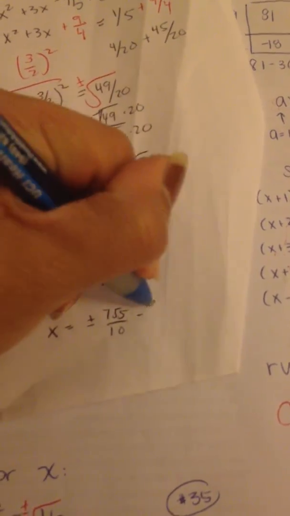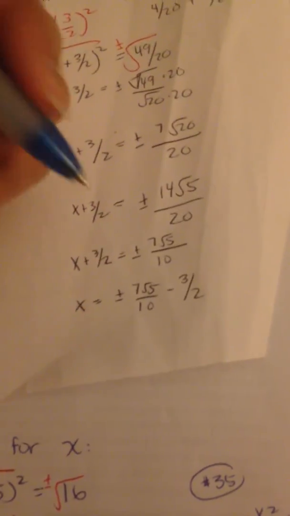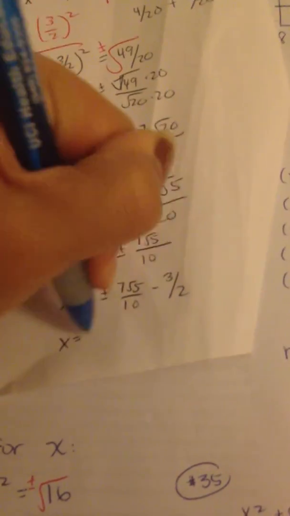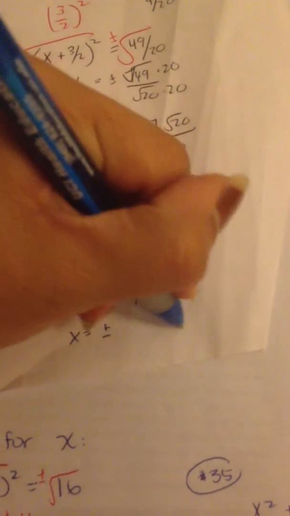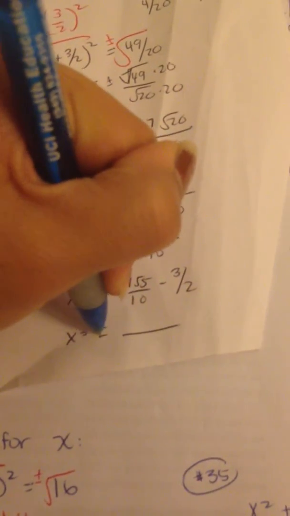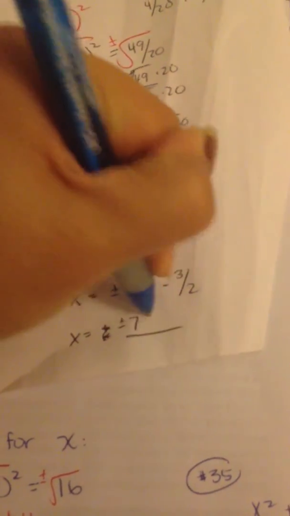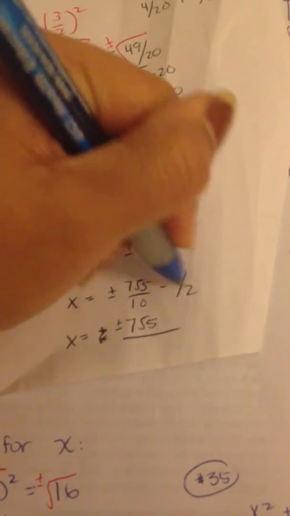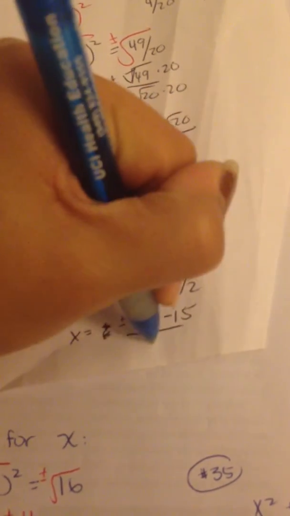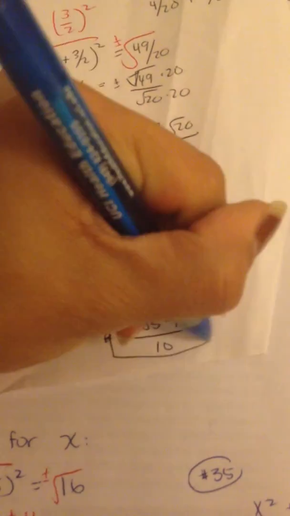Subtract 3 halves on both sides. And then they're fractions. You can have the common denominator. Plus or minus 7 root 5 minus 15 all over 10. That's our final answer. Good?